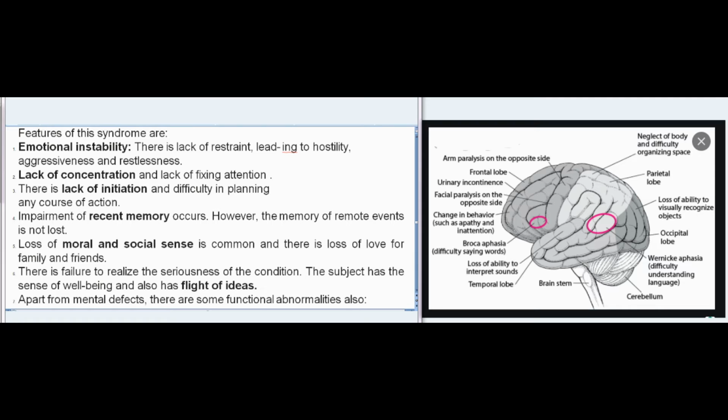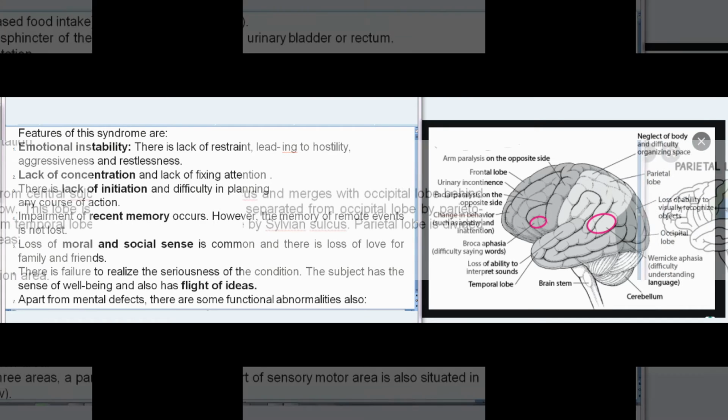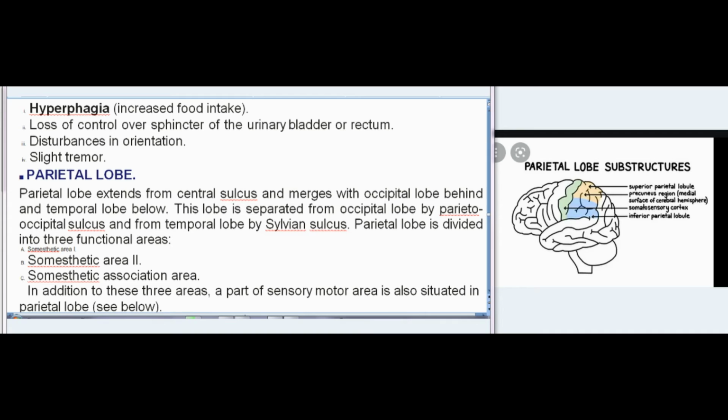However, the memory of remote events is not lost. Loss of moral and social sense is common and there is loss of love for family and friends. There is failure to realize the seriousness of the condition. The subject has the sense of well-being and also has flight of ideas. Apart from mental defects, there are some functional abnormalities also: hyperphagia, increased food intake. Loss of control over sphincter of the urinary bladder or rectum. Disturbances in orientation. Slight tremor.